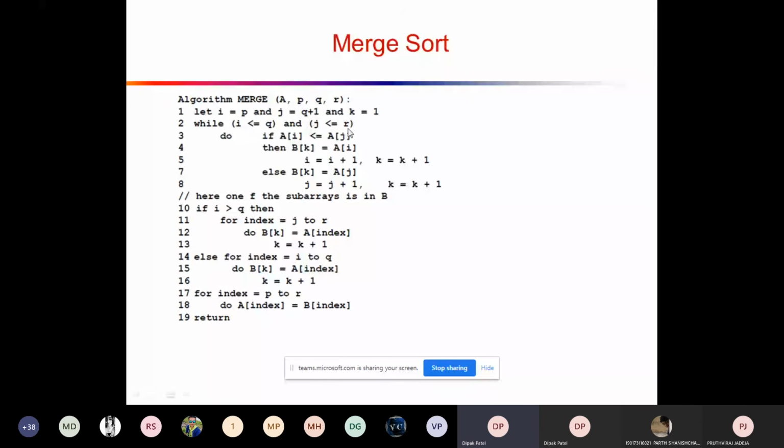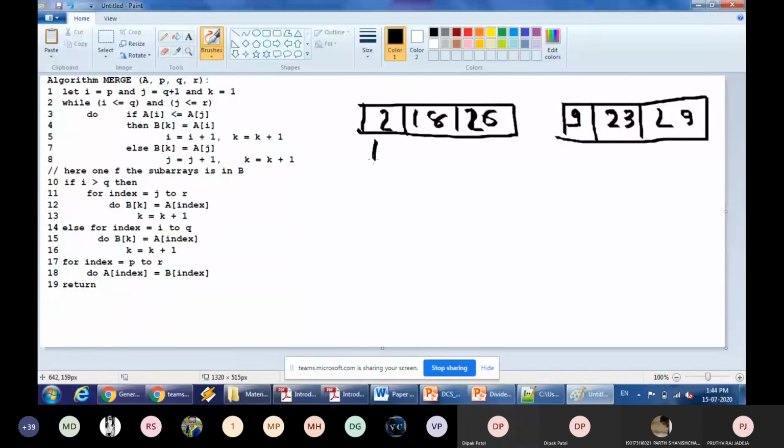Okay, let me visualize that. So what we have done, this is P, this is Q, and this is R. Positions are 0, and from 1 we are taking 1, 2, 3, 4, 5 and 6. 1 plus 6 divided by 2 gives you 3.5, but we have taken the floor. So Q is 3. So what did we take: I here, I is pointing to this element, J is pointing to this element, Q plus one, so J is pointing to this, right.